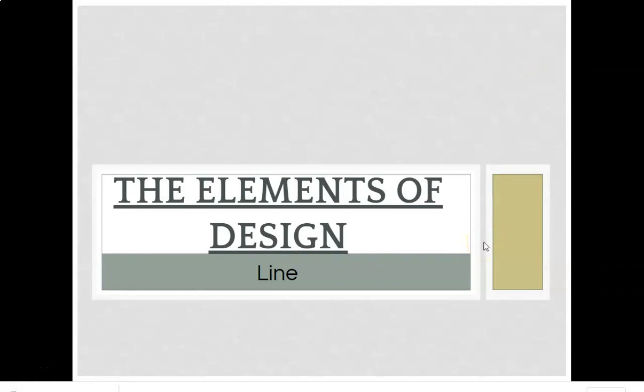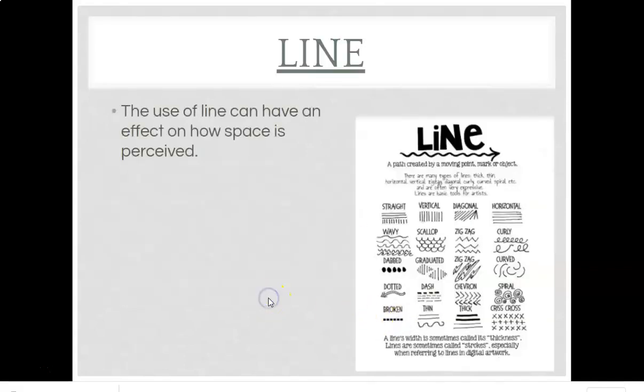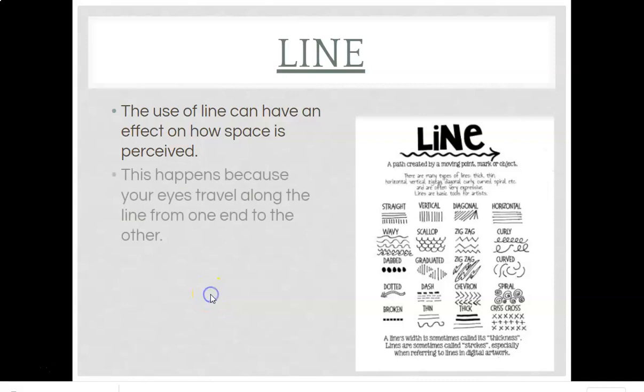Today we're going to talk about one of the elements of design, which is the line. There are several types of lines. Now, the use of lines can have an effect on how space is perceived. That means, how does the space feel?